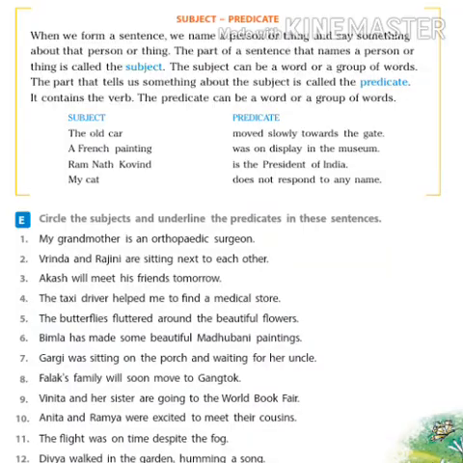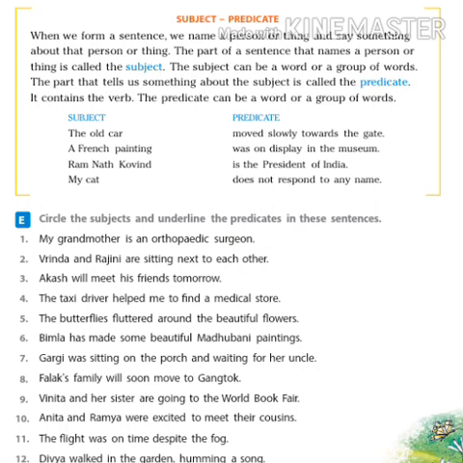I hope you understood what is a subject and a predicate and how we can identify subject and predicate in a sentence. Do you need some more examples? Okay, let's try to do the exercises given in our text. All of you take your grammar textbook. Take page number 7 in your grammar textbook, exercise E. You have to circle the subjects and underline the predicates in these sentences.